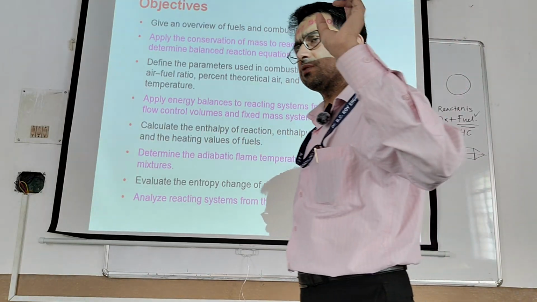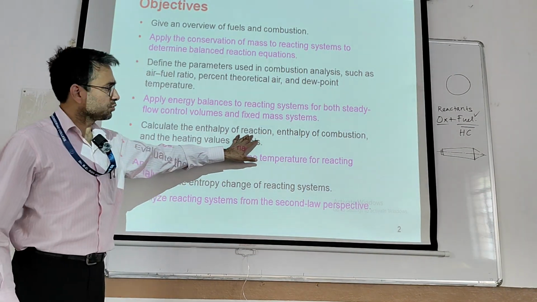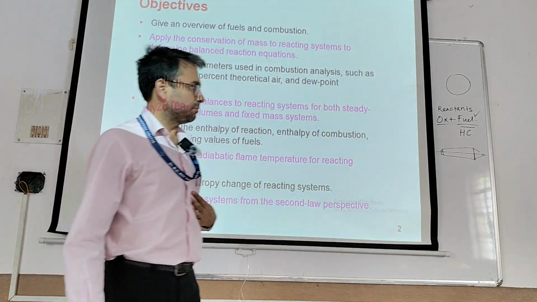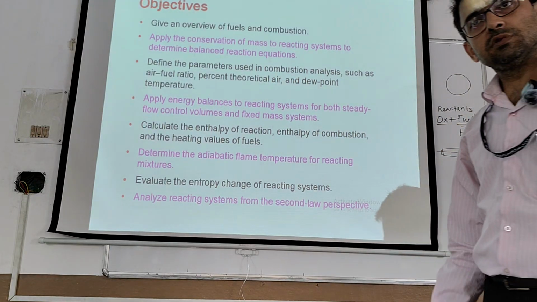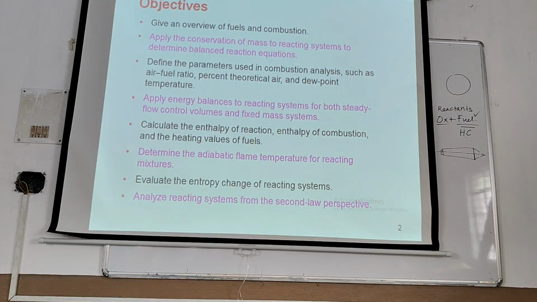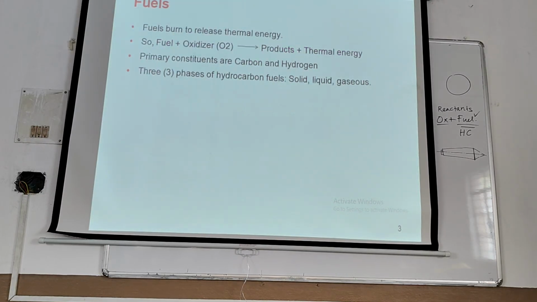You will see that there will be mainly two things: enthalpy of reaction and enthalpy of combustion. Combustion is a particular kind of enthalpy of reaction, or heat of reaction. Another thing that we will see is called calorific value. Then determine the adiabatic flame temperature, which is a particular condition. Then the entropy change of the reacting system, and then analyze the second law, that is Gibbs free energy and the equilibrium condition or equilibrium criteria.